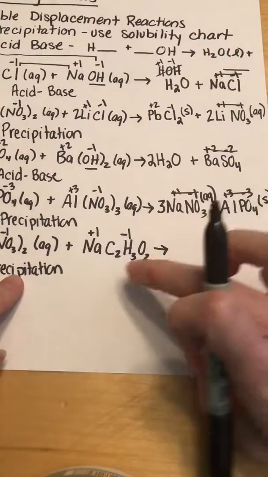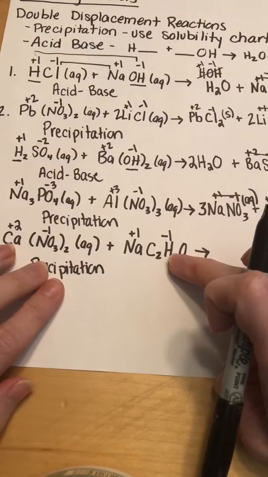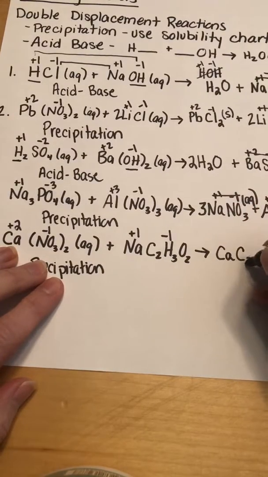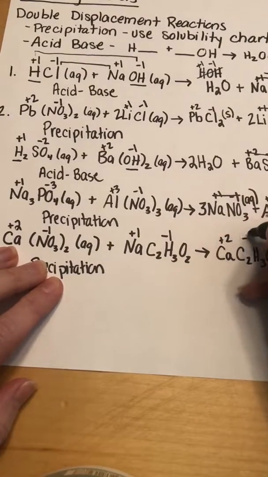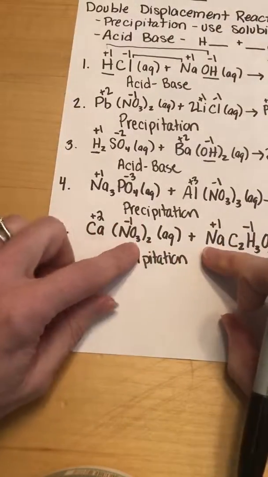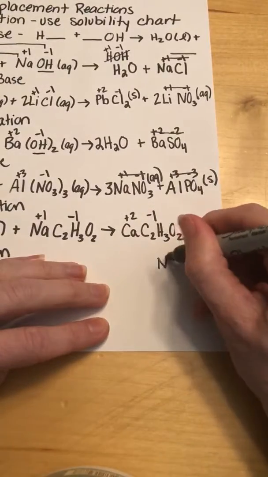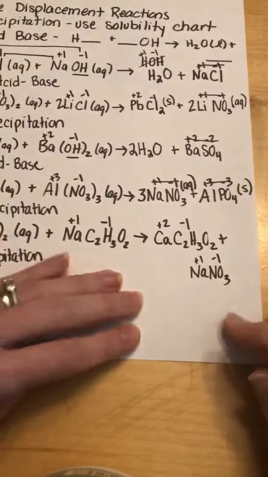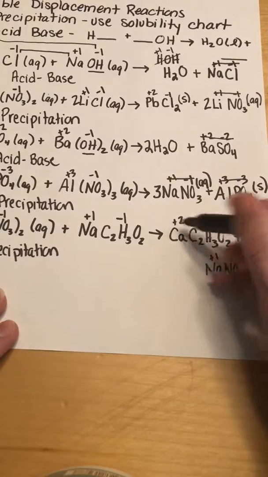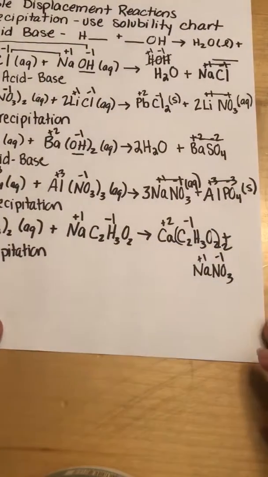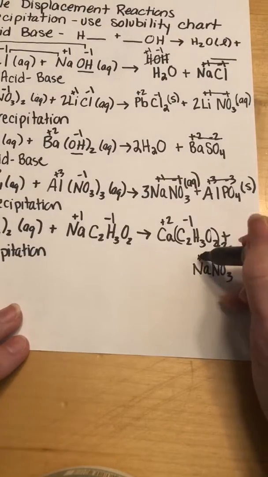All right, so my positive and negative are gonna come together. I have my calcium with the acetate. Okay. I'm gonna bring my charges over. And then I also have my sodium with my nitrate. Okay, so for this compound, I have a +2 and -1, so I need to put parentheses and multiply that by 2. +1 and -1 cancel each other out.